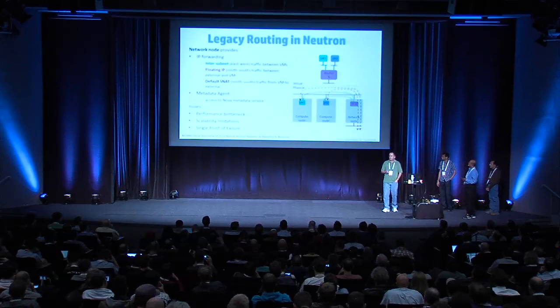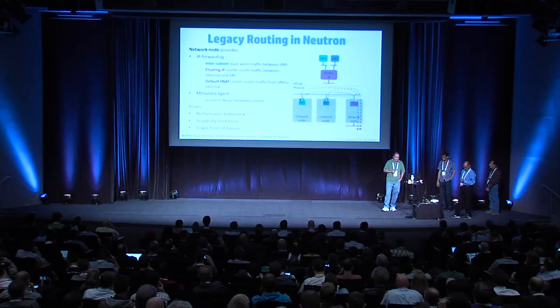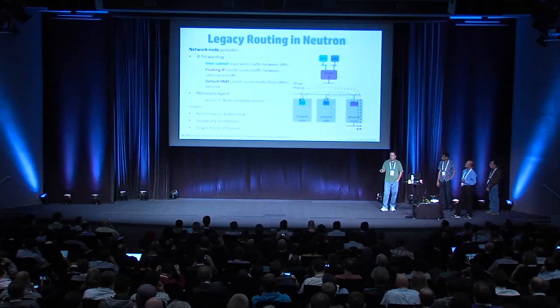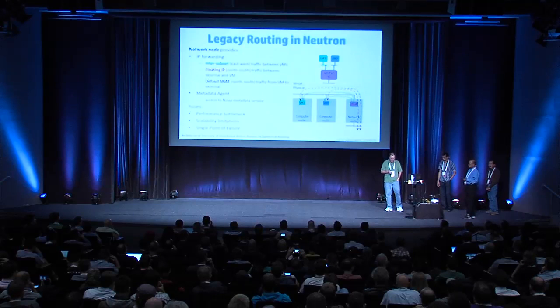Typically, access to Nova metadata service tags along. So that network node's doing a lot of work. And the issues there are performance and scalability. It can also be a single point of failure. You lose that node, and you've lost all the communication for the VMs behind that router.